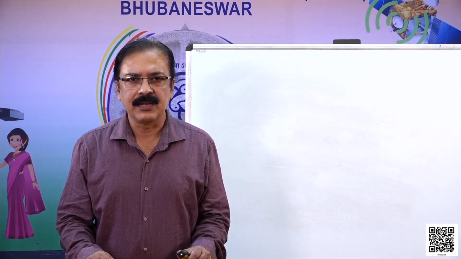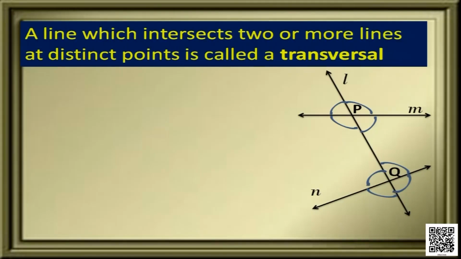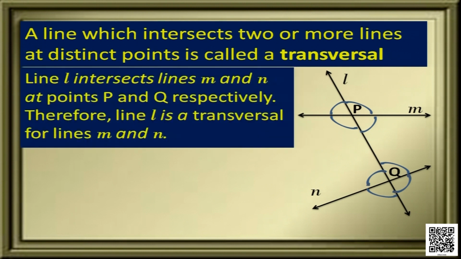What is a transversal? A line which intersects two or more lines at distinct points is called a transversal. As you see in this figure, we have a line L that intersects M and N at P and Q respectively. Therefore, the line L is a transversal for the lines M and N.